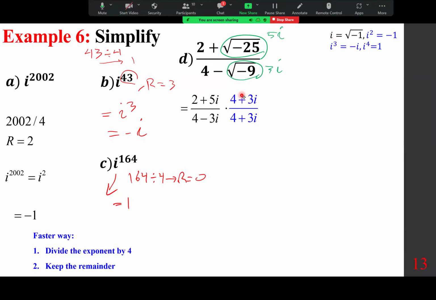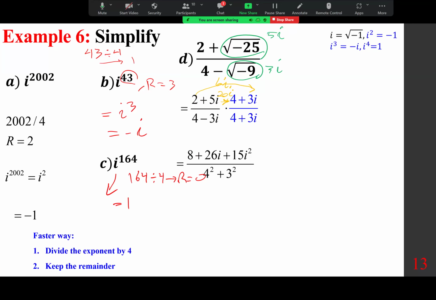2 times 4 is 8, 5i times 3i is 15i squared. I just want to show you how we get to the middle term, just like the way we do with x. So 2 times 3i is 6i. 5i times 4 is 20i. Okay, can you see that? Let me just actually do it. So the product of these two is 20i, and they add up to 26i.